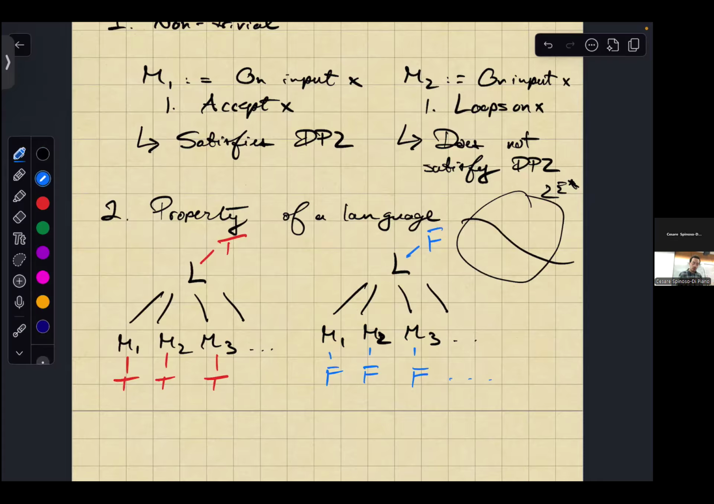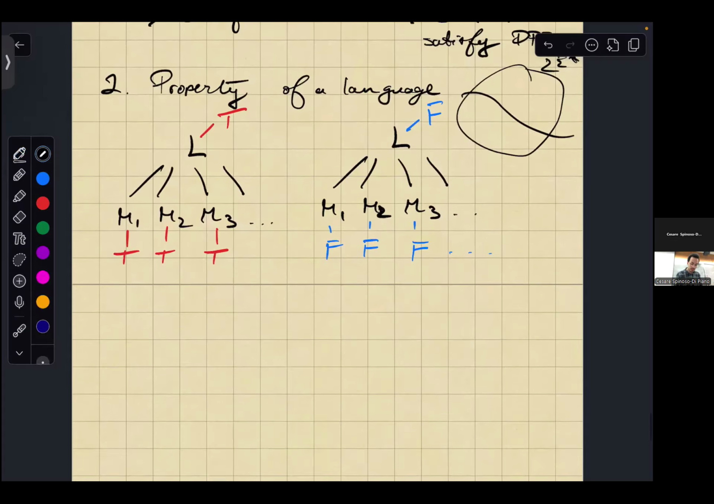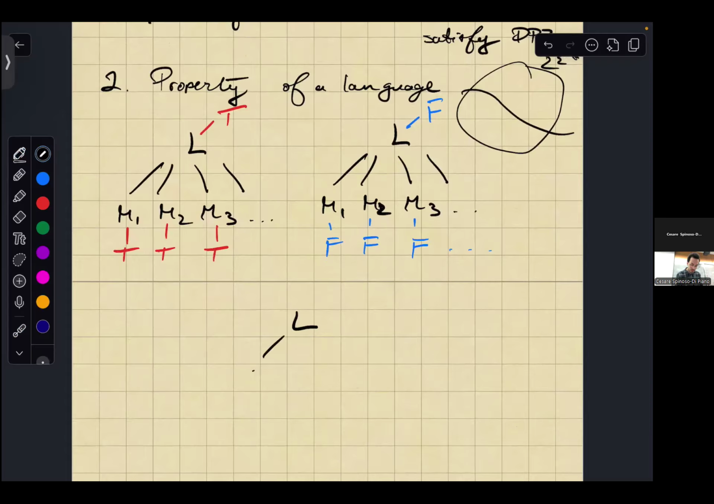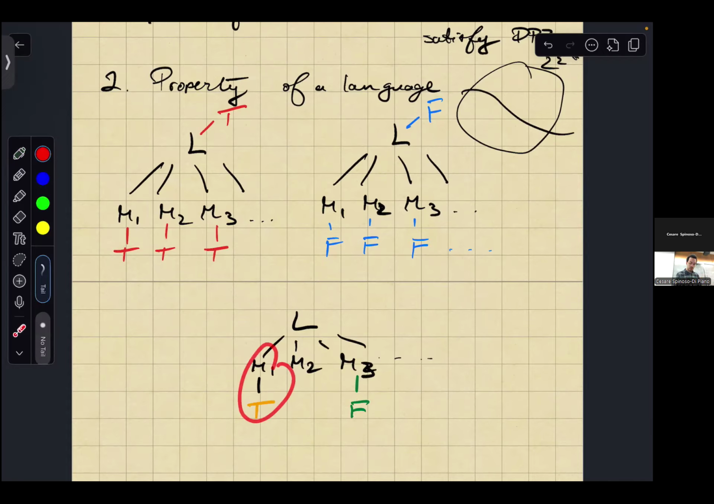So what you want to avoid is, you have a language L, and you have different implementations of L, where, for instance, here the property evaluates to true, but here it evaluates to false. Because that means that it's not really a property of the language, it's a property specific to the Turing machine, to the implementation itself, okay?